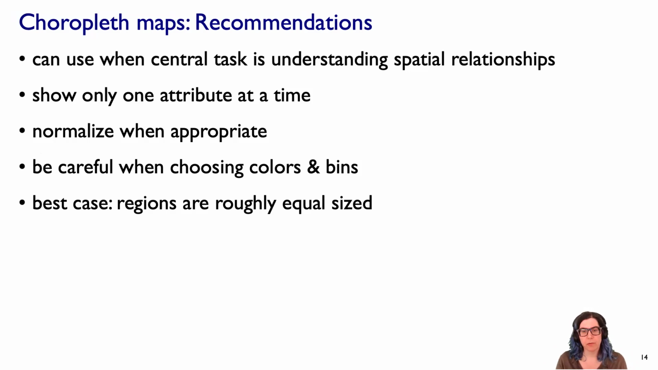Now, also, you want to be careful when you're choosing what colors to use and when you're using the number of bins. If you're discretizing your attribute into a discrete number of levels, think carefully about that because the kinds of patterns you see are going to be highly dependent on both your bin size and your specific choices of color. The very best case for choropleth maps is when the regions are roughly equal sized.